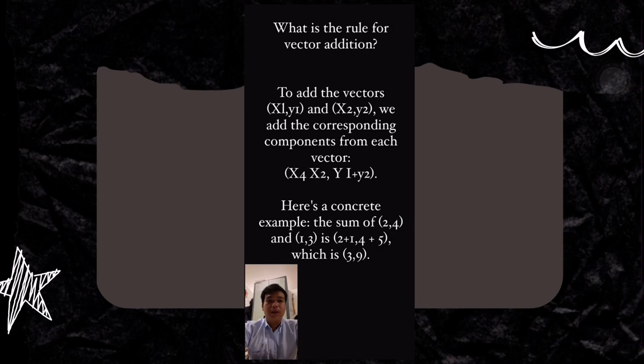What is the rule for vector addition? To add the vectors (x1, y1) and (x2, y2), we add the corresponding components from each vector: x1 plus x2, y1 plus y2. A concrete example: the sum of (2, 4) and (1, 5) is (2 plus 1, 4 plus 5), which is (3, 9).